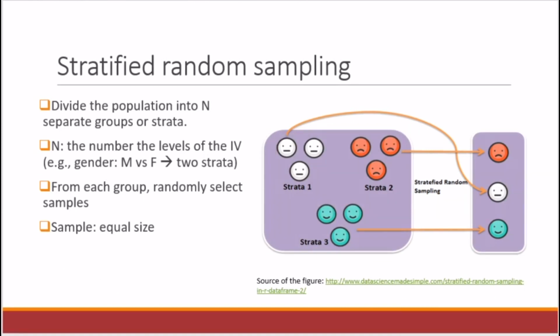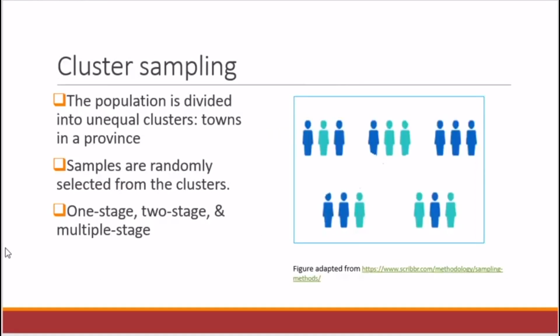The other kind of sampling, as I mentioned before, is cluster sampling. In cluster sampling, basically, the population is divided into unequal clusters. For example, towns in a province, etc. Now let's pretend that these clusters are unequal. Forget about the fact that they have 3 characters in each cluster. So we've got 1, 2, 3, 4, 5 clusters, and each of them could be representative of a town or a city in a province, etc.